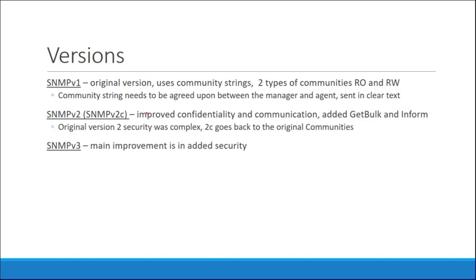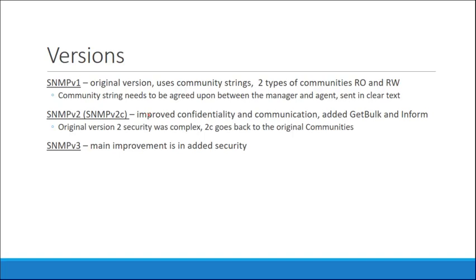So the original version 2, and why we ended up standardizing on version 2C that we now just kind of commonly refer to as version 2, was because the original version 2 security was kind of complex, and folks wanted to go back to the original idea of communities. Hence we got the 2C, which went back to the use of communities as we did in SNMP version 1. And then later we'll look more in depth at SNMP version 3, but its main improvement was added security.